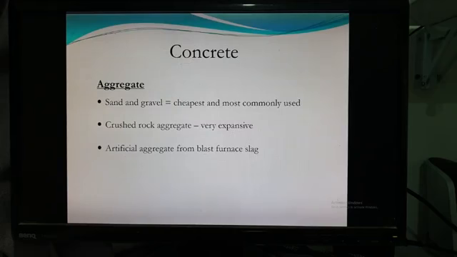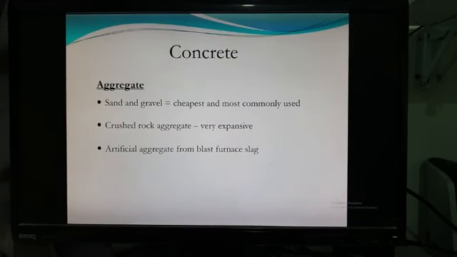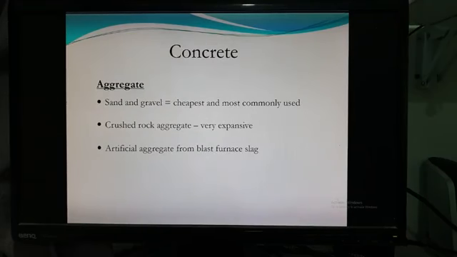Sand and gravel are the most usual type of aggregate, but we can also use other types such as crushed rock. Depends on what you have on your site. If you have a lot of rock formations, then you can use your resources to produce your own type of aggregates.